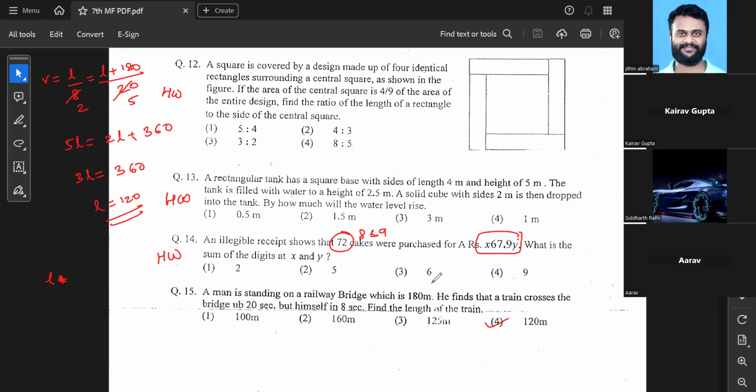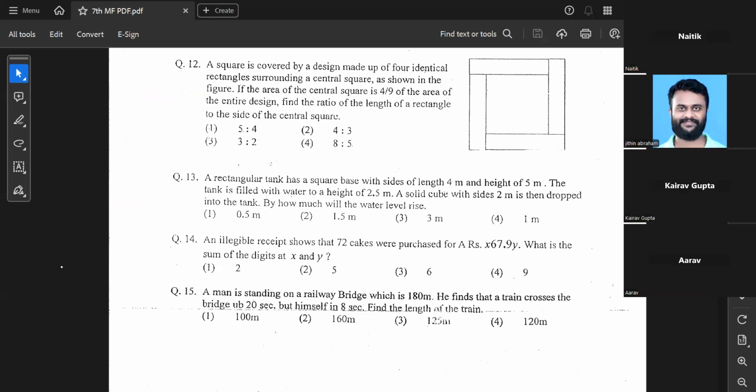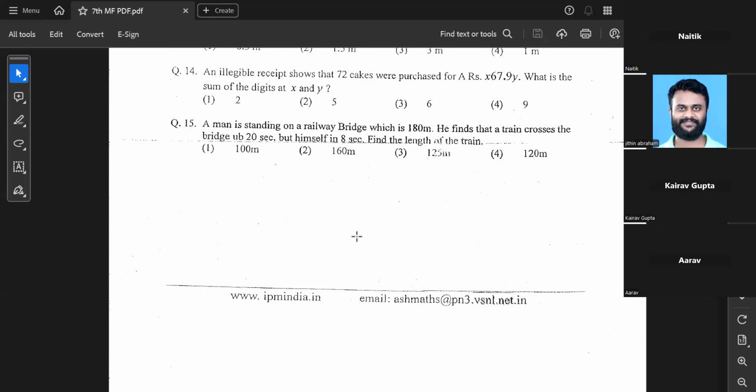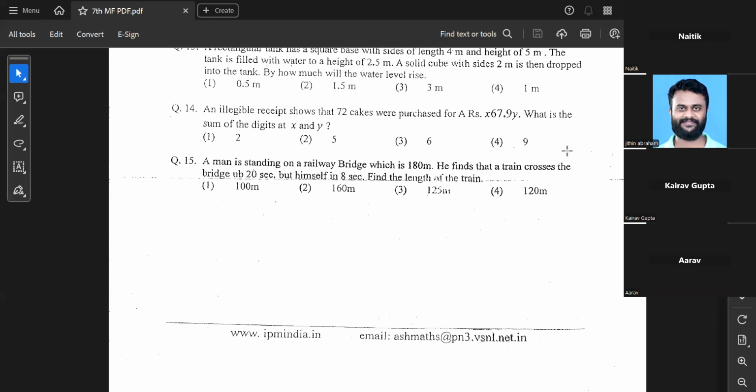Okay, so my dear children, that's all for this particular day. In the next class, we'll be solving the next paper. This was the 2011 paper. In the next class, we'll be solving the 2012 paper.